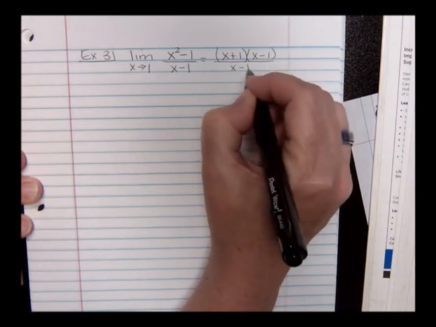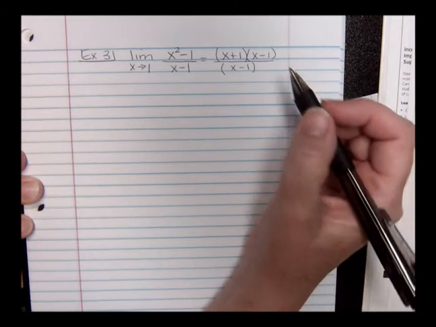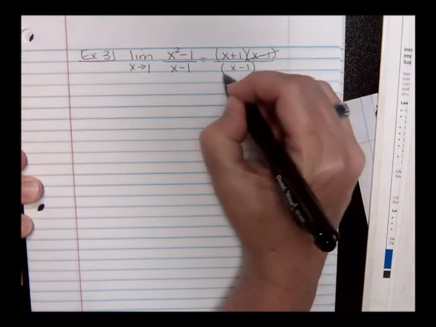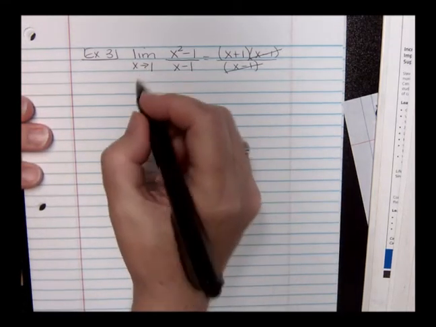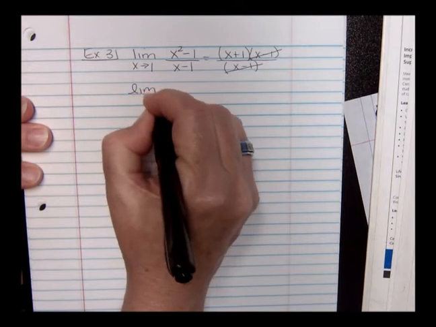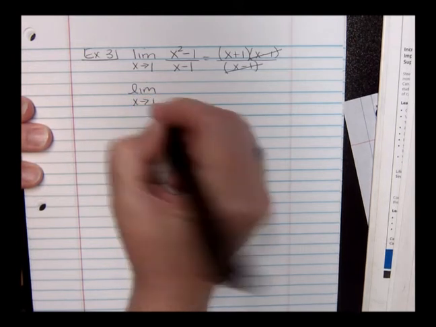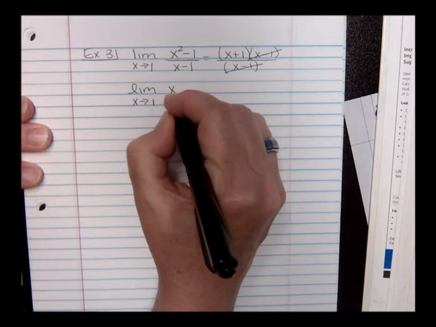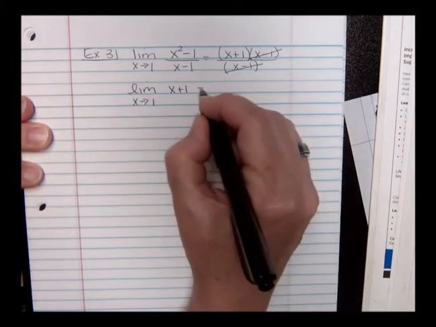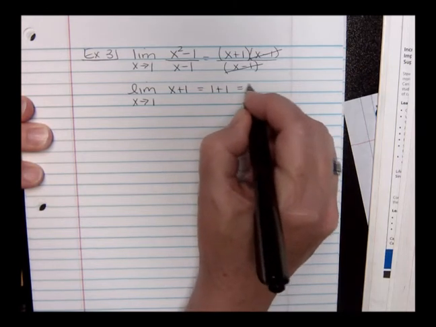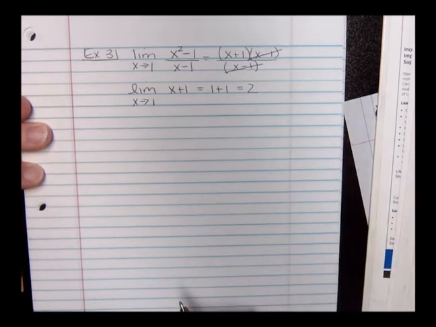And now we notice that we have quantities that reduce. Don't say cancel, it's reduce. Now, after I reduce those quantities, I now have the limit as x approaches 1 of what's left, which is x plus 1. And now when I substitute that in, I'm simply going to get 1 plus 1, and that is 2. And that is my limit at this point.